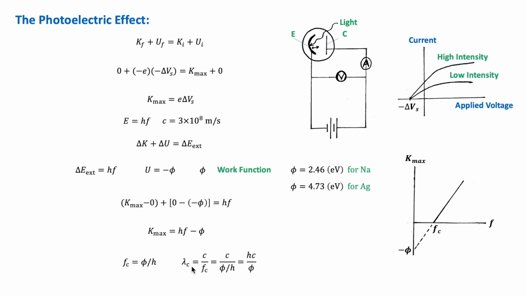So the corresponding wavelength, which is known as the cutoff wavelength, is equal to c over fc and is equal to hc over phi. And c is the speed of light. So if the wavelength of the incident light is greater than lambda c, it will not result in the emission of photoelectrons.